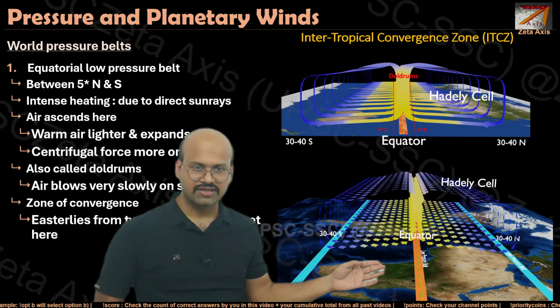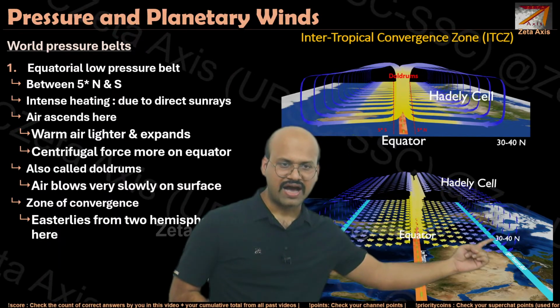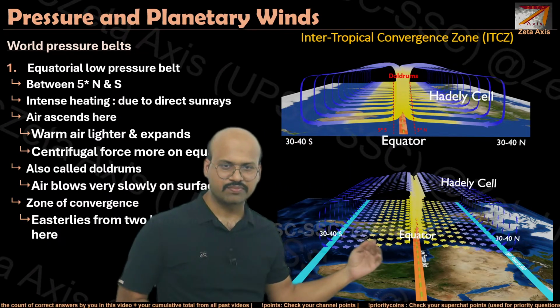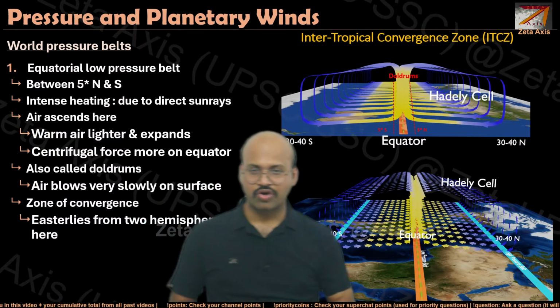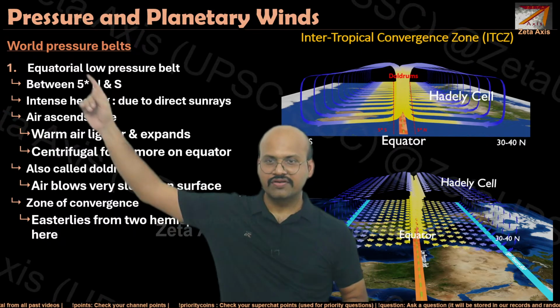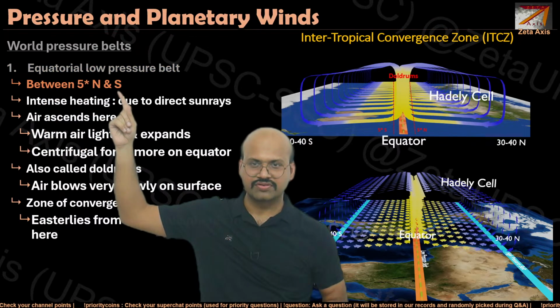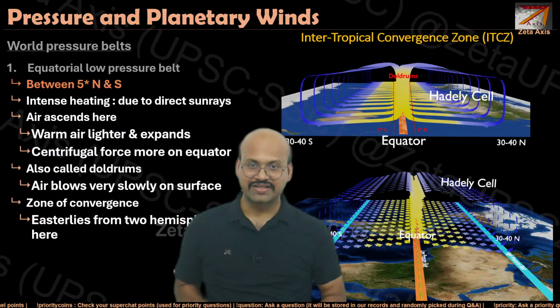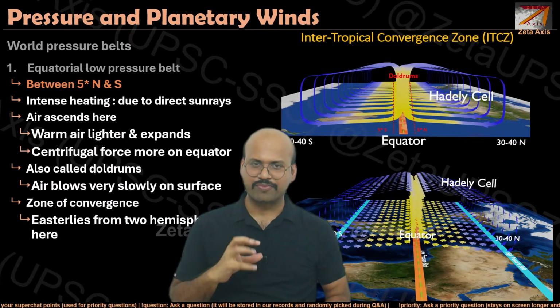Here we can see this wind system. The wind is moving from the high pressure region towards this low pressure region from both hemispheres, then rising up, hence creating a low pressure. So what are the characteristics of this low pressure belt? Here we can see that it is situated between 5 degrees latitude north and 5 degrees latitude south. So this is the approximate location.